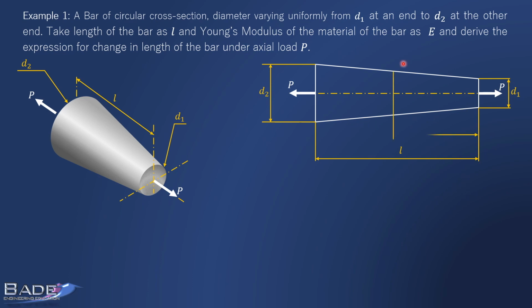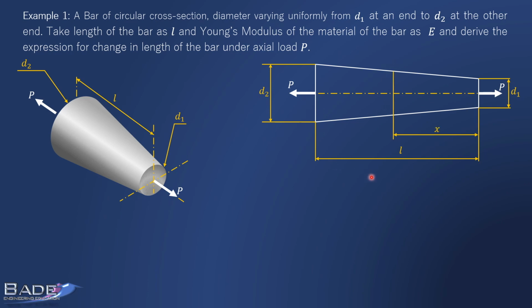Now consider a section at distance x from its narrow end. What is the force on this cross section? You know how to find force on a cross section: sum of forces on any one side. So if you consider the right side, you will find there is a P, pull type of force. So this cross section is carrying pull. How much is it? P. If you consider the left side, you will get the same answer. Cross section is carrying load P.